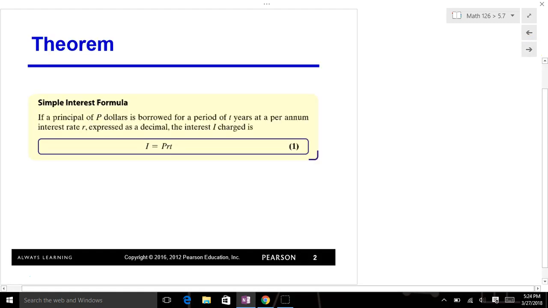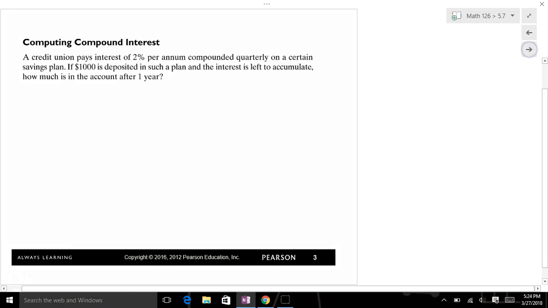We'll get into the magic of compound interest here in a minute. But let's start out with the simple interest formula. For principal P borrowed for a period of T years at interest rate R, and that R is going to be as a decimal, the interest I charged is simple interest equals principal times rate times time.